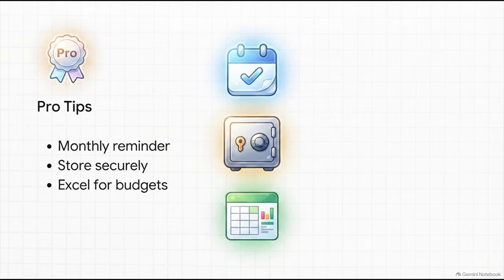Store those downloaded PDF statements in a secure, encrypted folder on your computer or cloud drive. If you're doing deep budget analysis, take those PDFs, run them through an OCR conversion tool, and bring them right into Excel so you can easily categorize your spending. And finally, always keep your KeyBank mobile app updated to make sure you have the absolute latest security patches. KeyBank provides some fantastic digital conveniences, but it's ultimately up to you to leverage them consistently.